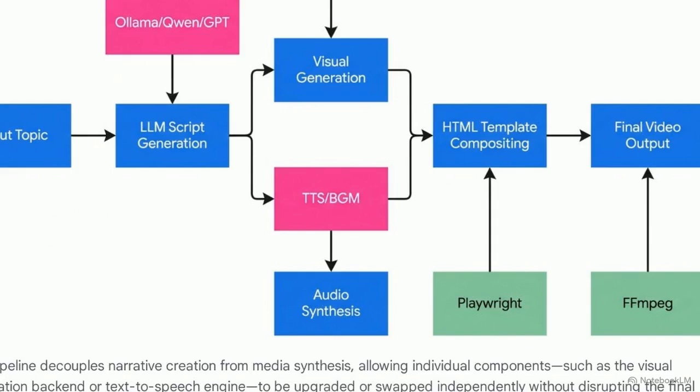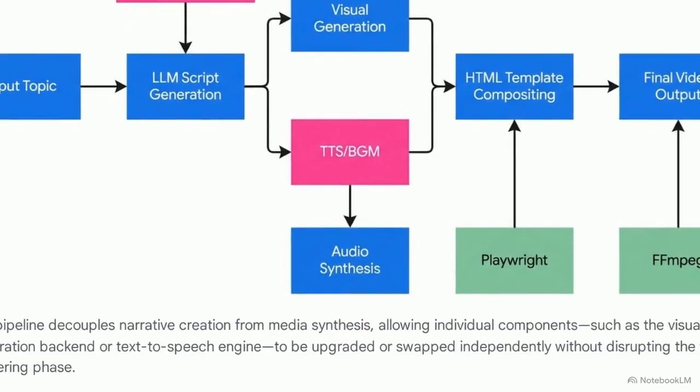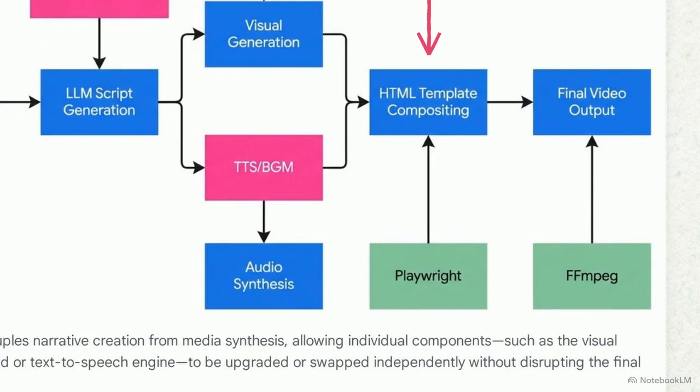Running parallel to the visual generation is the auditory synthesis layer, mapping the finalized script to a text-to-speech engine. Through pre-configured workflows like Index-TTS, the system facilitates zero-shot voice cloning. Operators upload a reference audio file, enabling the synthesized narration to adopt the specific timbre and prosody of the reference speaker. The final stage is the programmatic assembly of these generated assets into a cohesive video sequence.